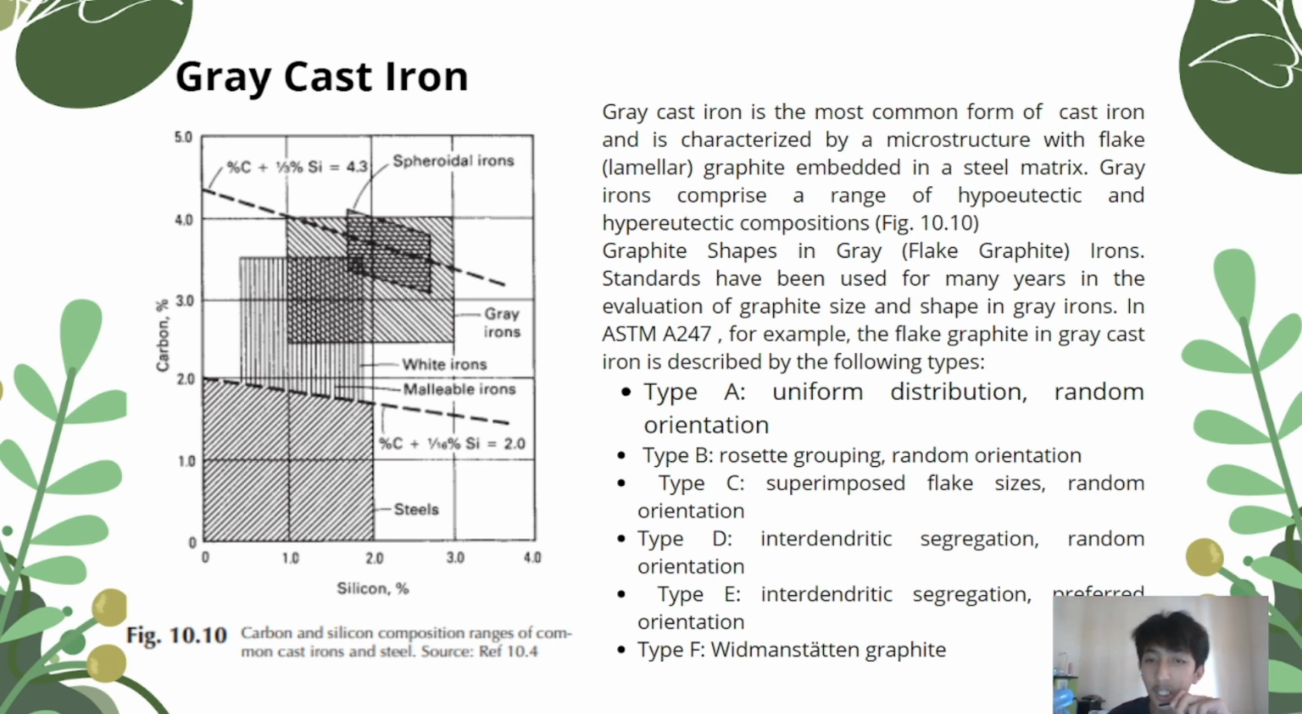Type C is superimposed flake size, random orientation. Type D is interdendritic segregation, random orientation. Type E is interdendritic segregation, preferred orientation. And there is also the Steadite graphite.